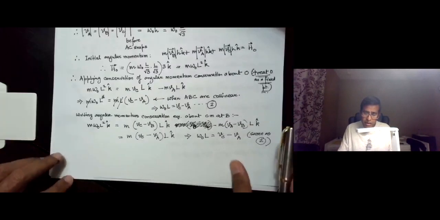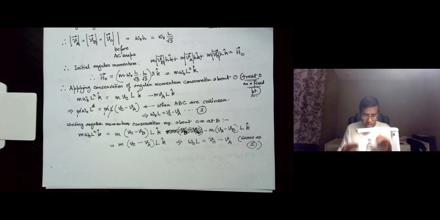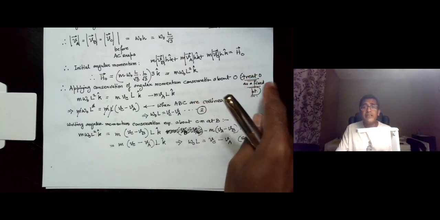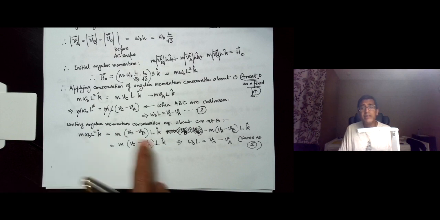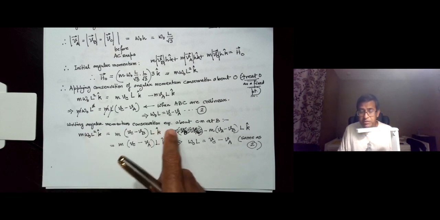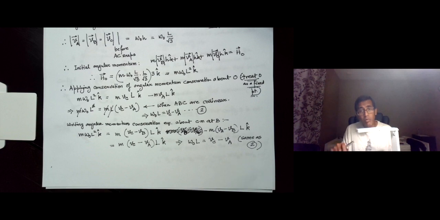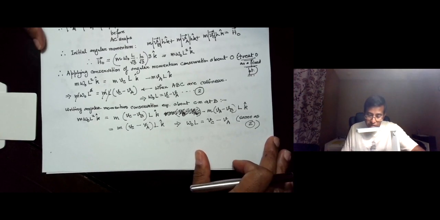It was obtained by either applying conservation of angular momentum about point O, treating O as a fixed point, or we could write the angular momentum conservation about the center of mass at B, which is a moving point. In both cases we get the same equation. Finally, we have to find three velocities, but we have two equations. The last bit that we have to do is conservation of energy.